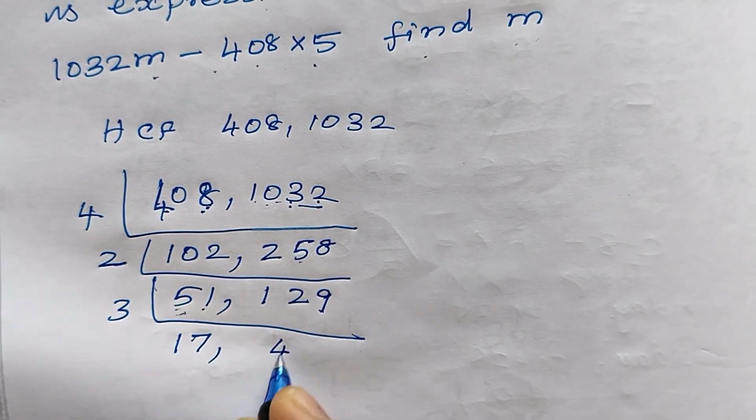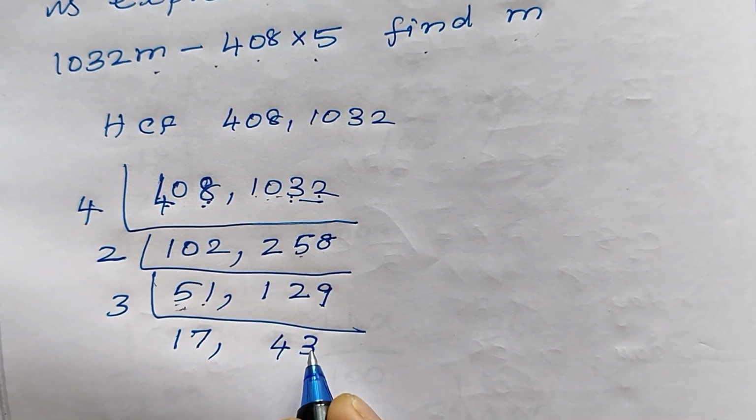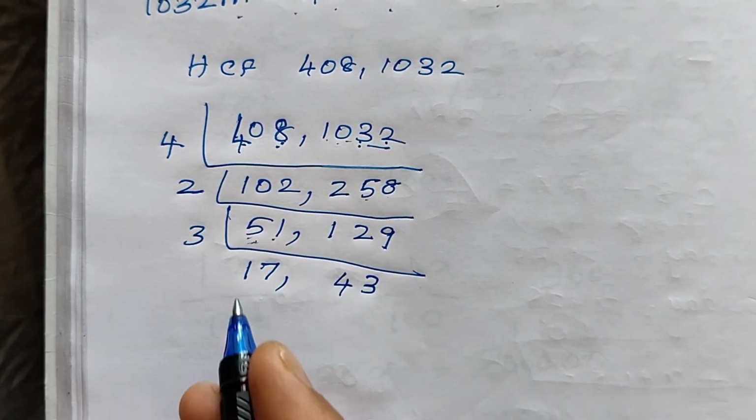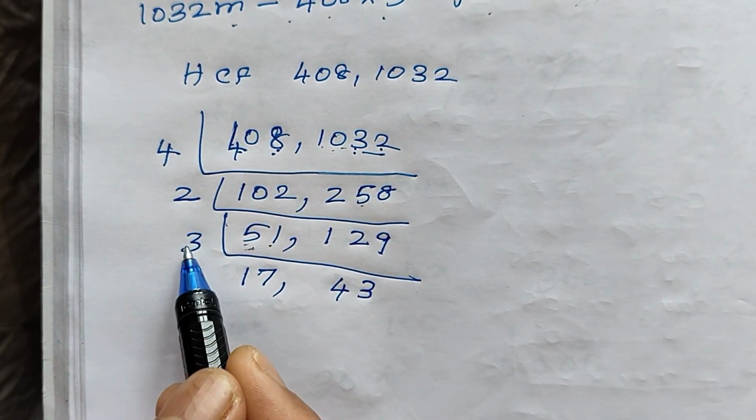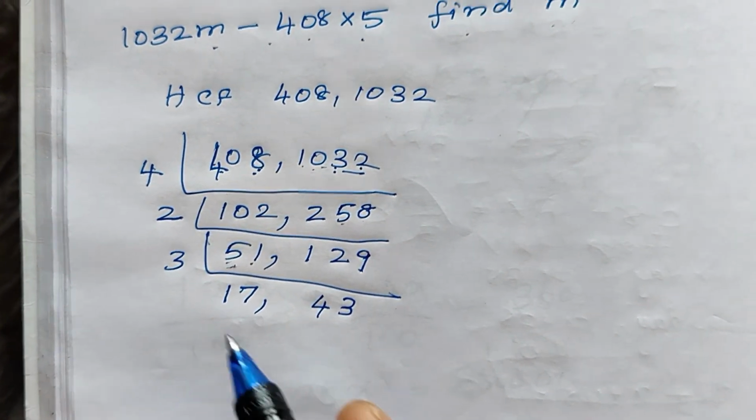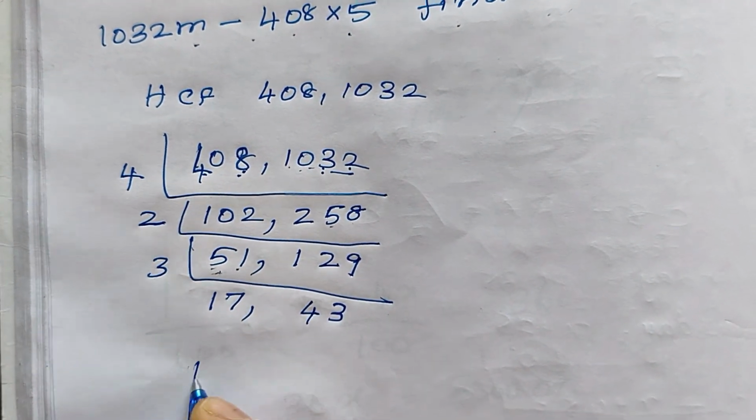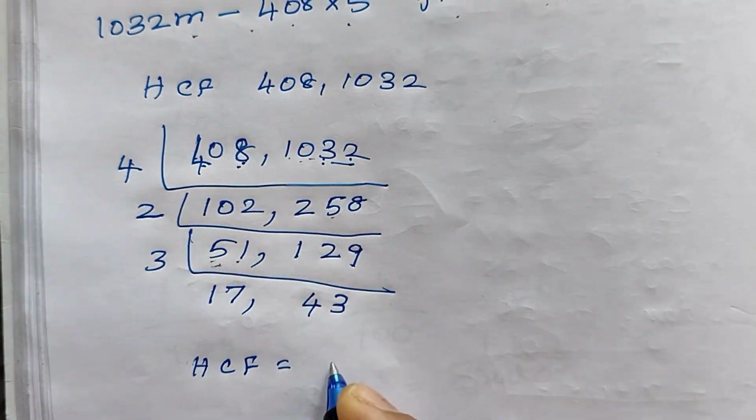Then here 4 3s are 12. 3 3s are 9. Now 4 2s are 8. 8 3s are 24. So HCF equal to 24.